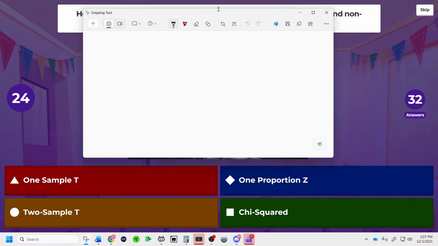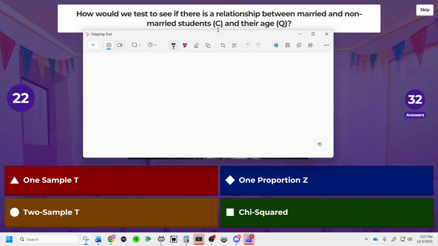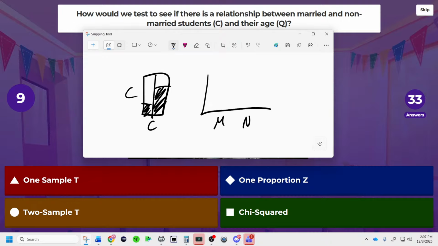Close, close. When do you use a mosaic plot? So a mosaic plot looks like this. A mosaic plot is when they're both categorical. But we have married and not married, and then we have age.